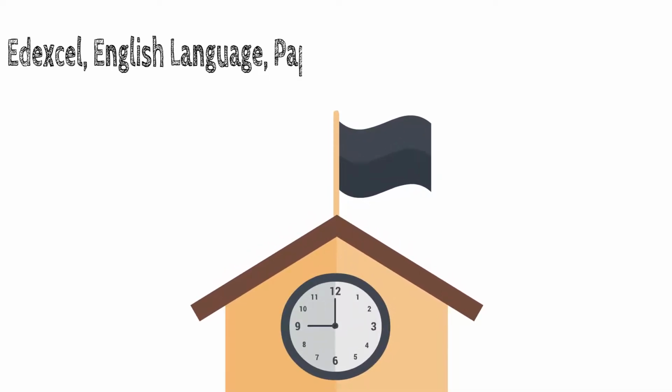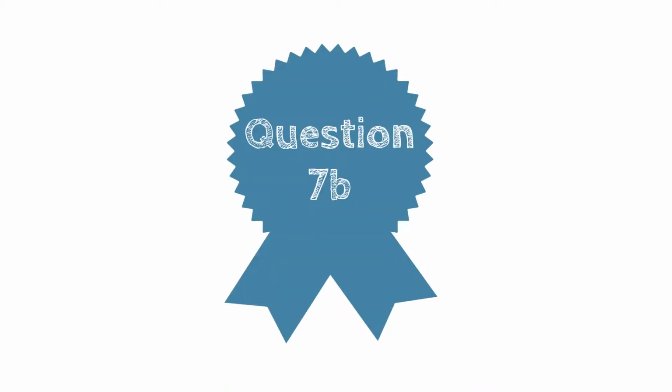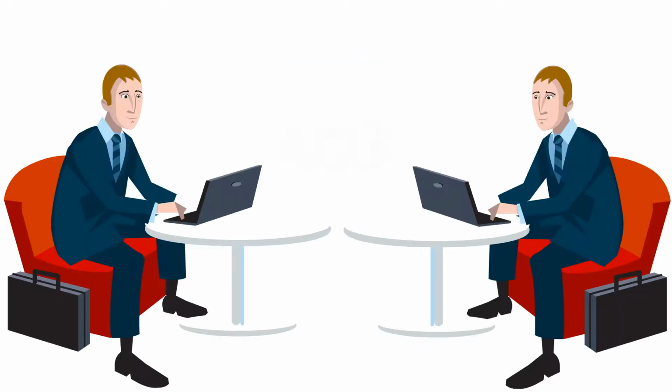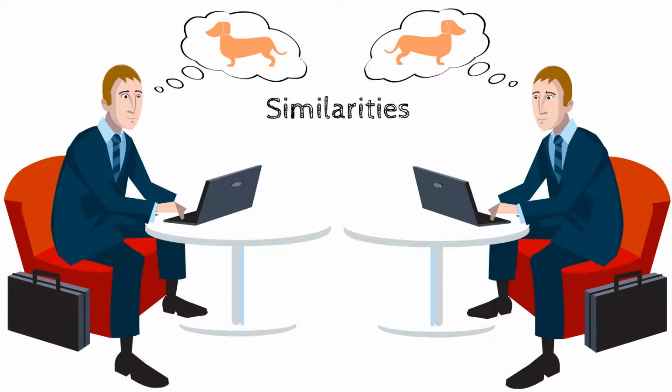Edexcel English Language Paper 2, Section A, Question 7b. Question 7b is a comparative AO3 question and requires you to analyse how both writers present their ideas and perspectives about a subject covered by both texts. Unlike Question 7a, you can explore both similarities and differences between the texts.